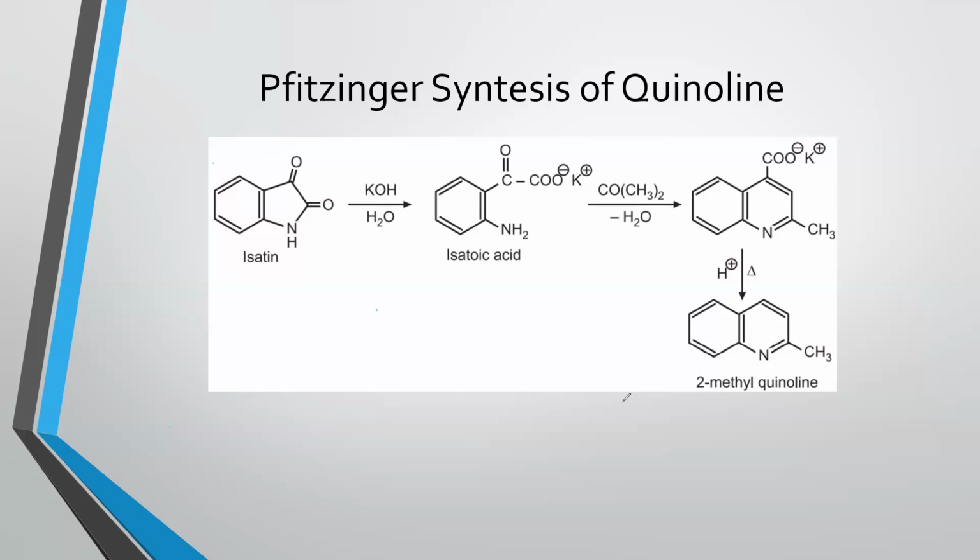or substituted quinoline, in simple terms. So you have to remember this isatin, KOH, and also this compound. What is the name of this compound? COCH3 twice. What is the name? It's very common. We just took the example in aldol condensation also.